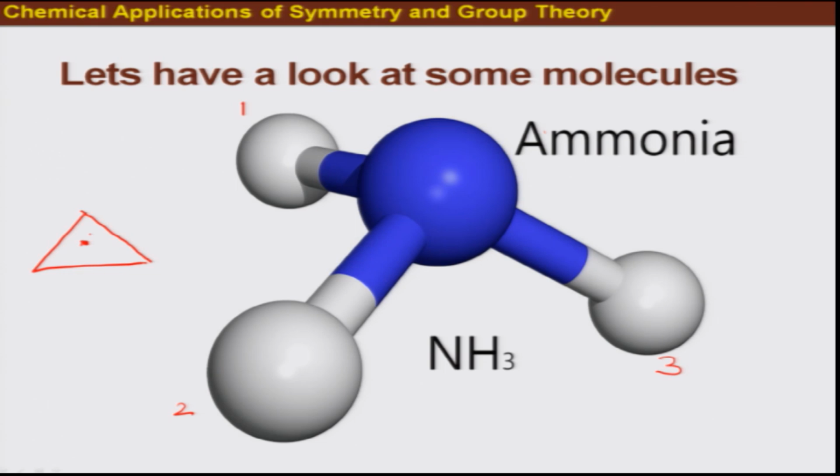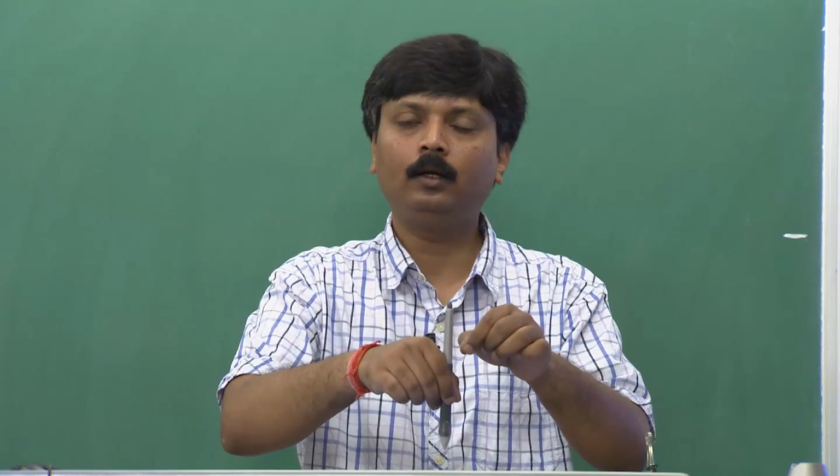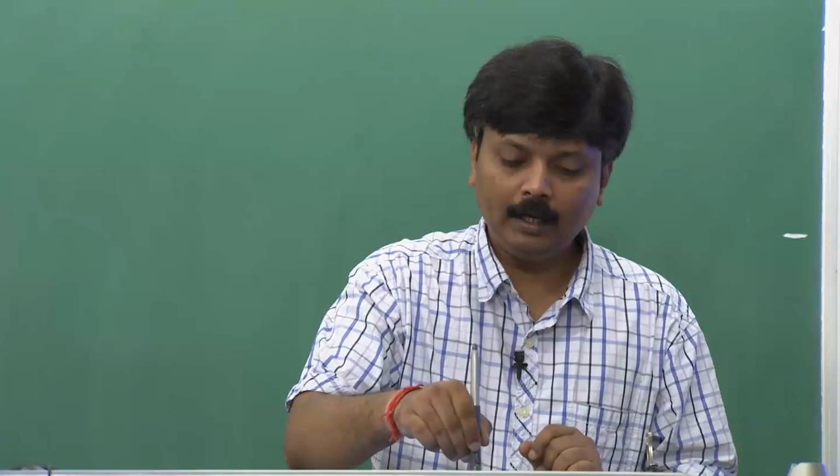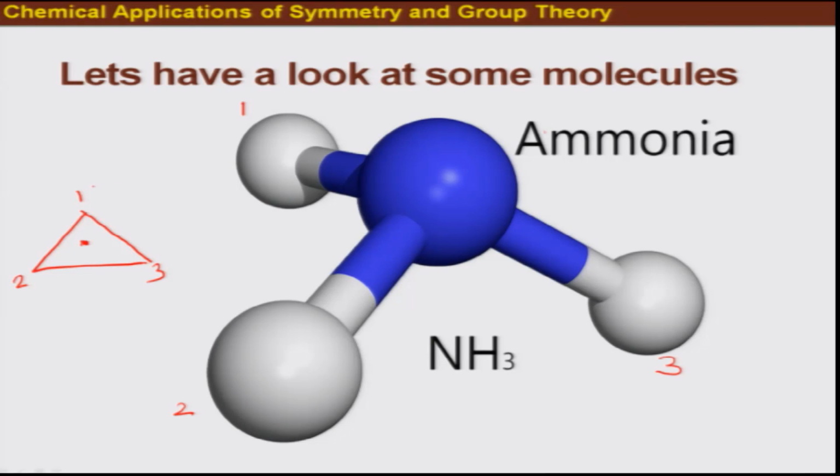Fine. So, now I have marked these hydrogens as 1, 2 and 3. Now, suppose I give a rotation about an axis which passes through the nitrogen atom, say a rotation of 60 degrees, no, I give a rotation by 120 degrees, okay, like in this way. So, about this axis I give a rotation of 120 degrees. So, what will happen?